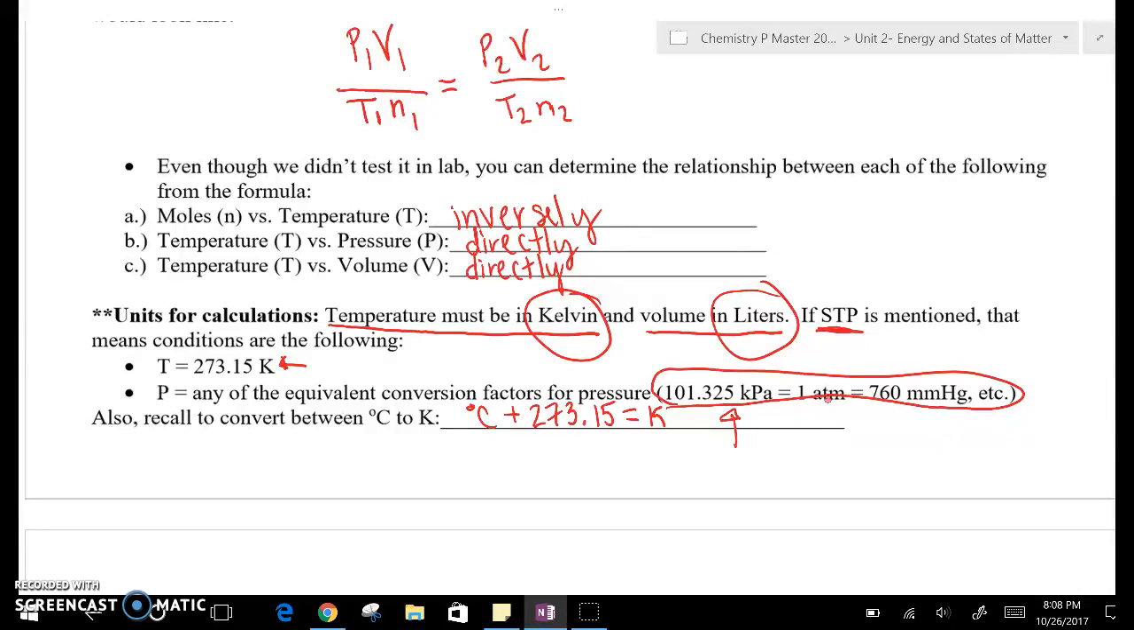So overall, we've got our combined gas law, and in terms of how we are going to use this, again, we need to make sure everything's in Kelvin and liters, so we have to use conversions like we've been doing. Now, what we're going to do is do a couple of problems together, and then you're going to be working through the rest of these on your own.